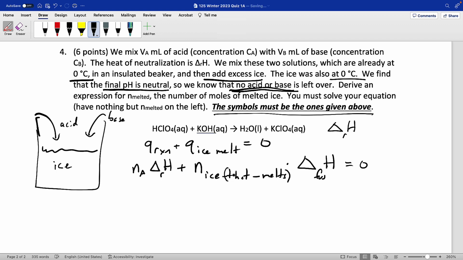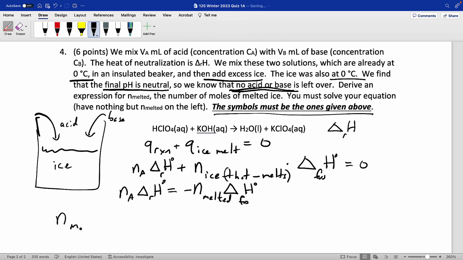So we think we could solve for this. Let's go ahead and solve it like this. So we've got N-A delta H is equal to negative N. I guess N melted is just as good as N-ice, times delta H of fusion, and these are all standard heats of fusion and standard heat of reaction. So I got to solve for N melted.